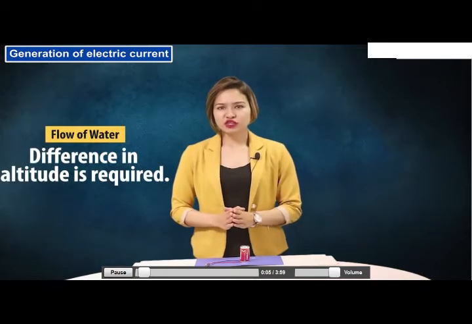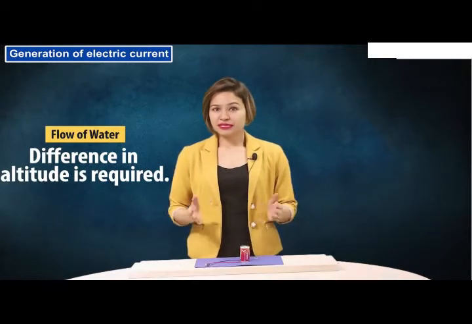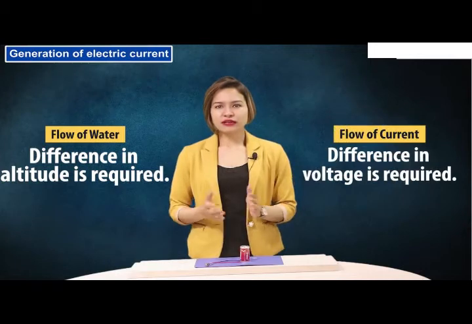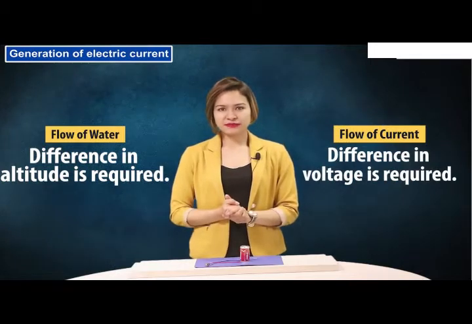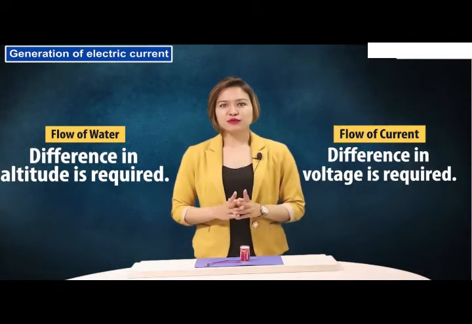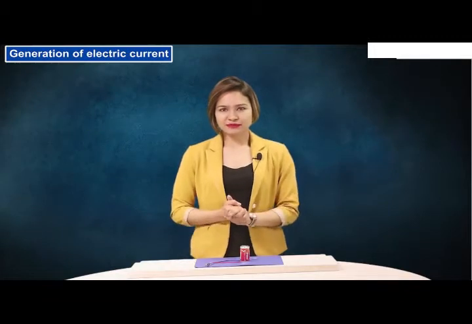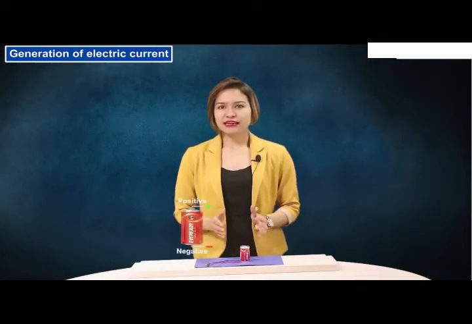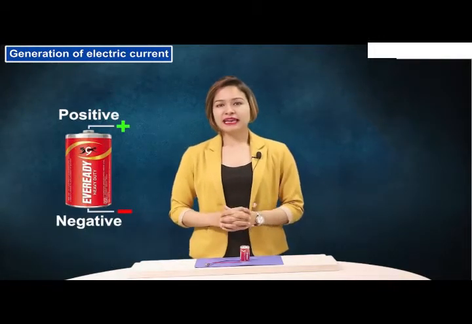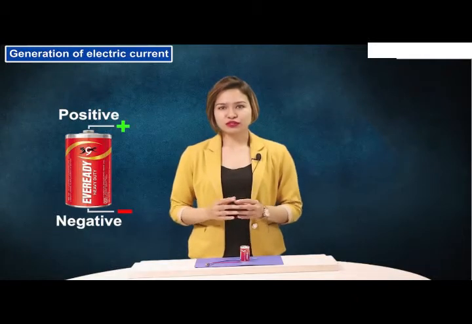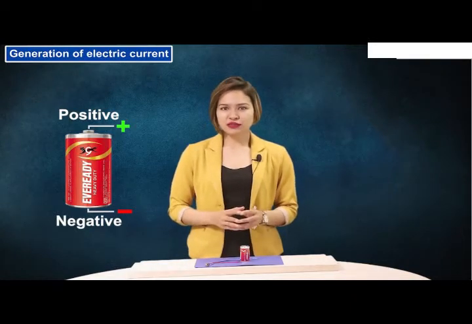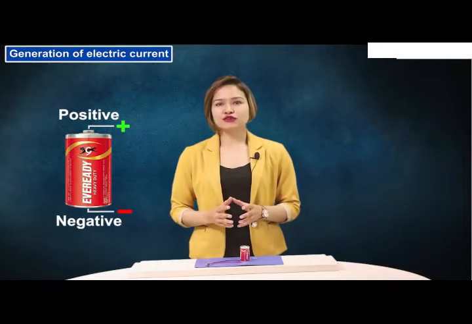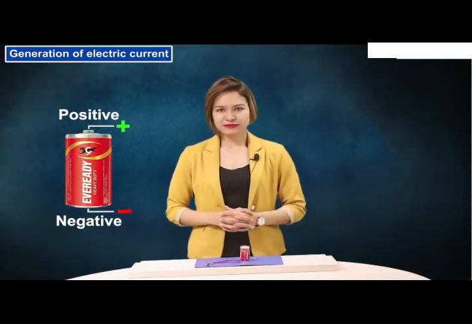Now, as for the flow of water in a waterfall, a difference in altitude or potential energy is required. Similarly, for the current to flow, a difference in voltage is required. And this voltage difference is provided by an electric cell. So, here we have an electric cell, and the electric cell acts as a voltage source and provides the necessary push that causes the electrons to flow through the wire.